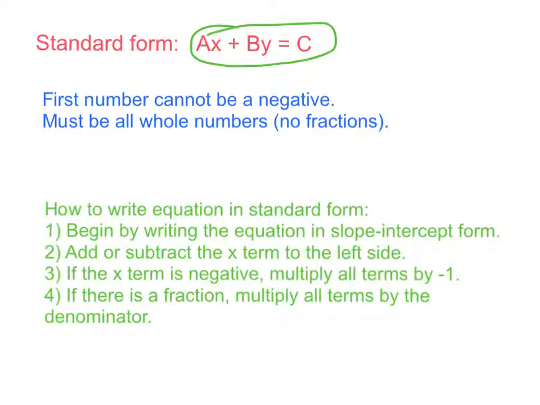So just a few steps about how to write an equation in standard form. The first one is you're going to start by doing the same thing we just did, by writing the equation in slope-intercept form. Then the second step is to either add or subtract to move the x term to the left side. Remember, you always do the opposite of what is being done in the equation. Next, if the x term is negative, you're going to multiply every term by a -1, so that's just going to change all of the signs. And then finally, if there is a fraction, you will multiply each term by the denominator, or by the least common multiple of the denominators, to cancel out all of the fractions. I've got two examples for you.